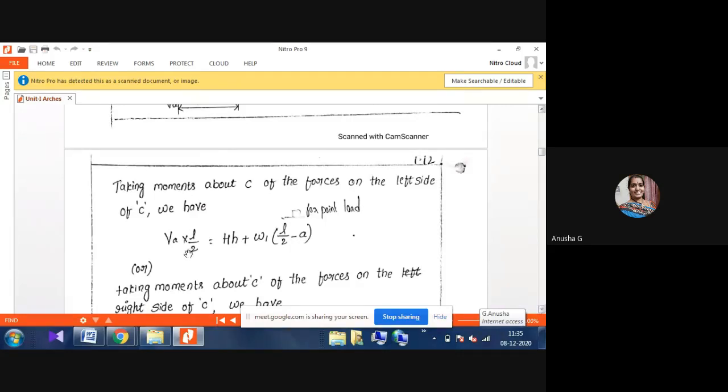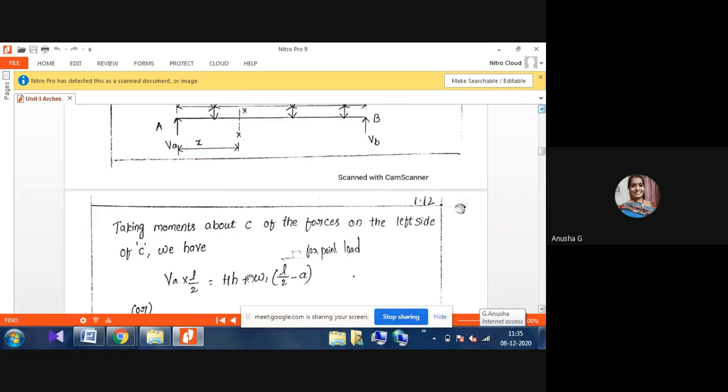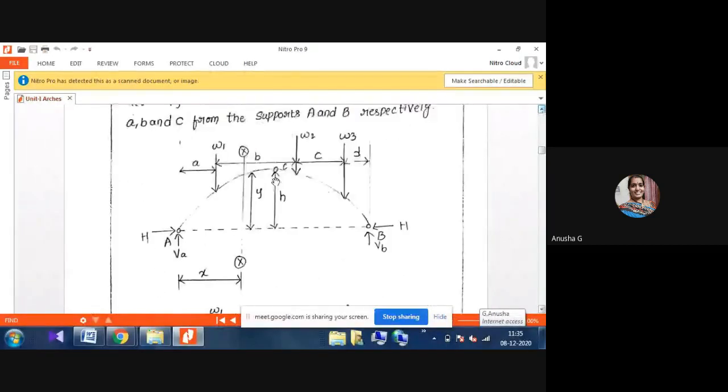Then we have VA into up to C, which is L by 2, half of the distance. That must equal H into small h, the horizontal reaction times the crown height, plus the W1 into L by 2 minus A for the point load. If you observe the diagram, we are considering only up to here, so we don't need to consider the other two loads. Only the first load comes: VA into L by 2 equals capital H into small h, plus W into L by 2 minus A.